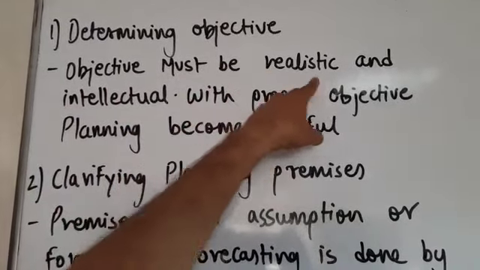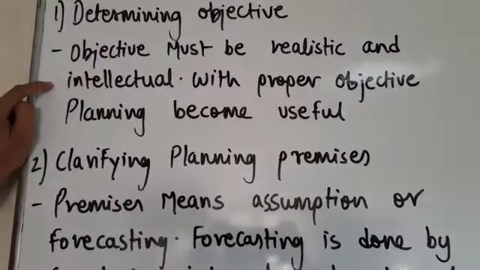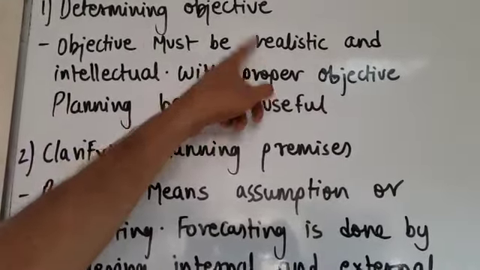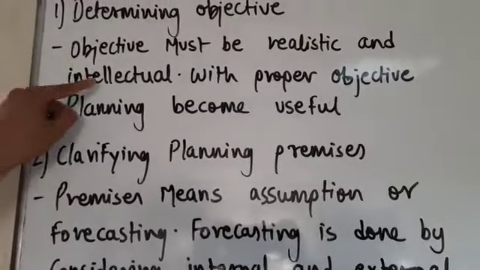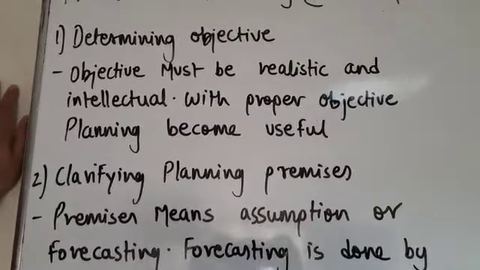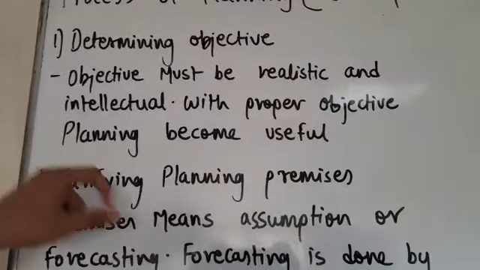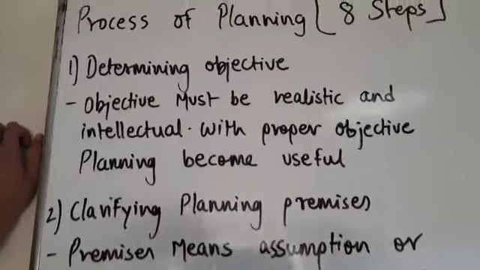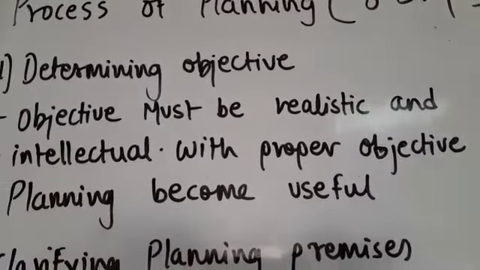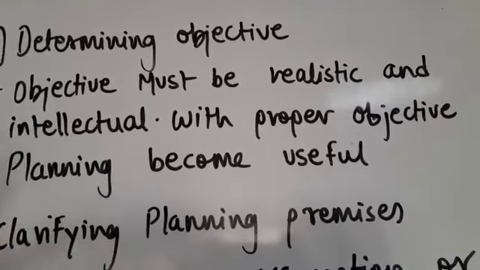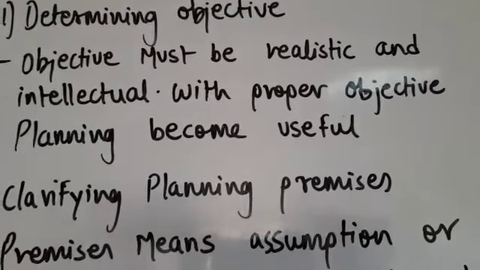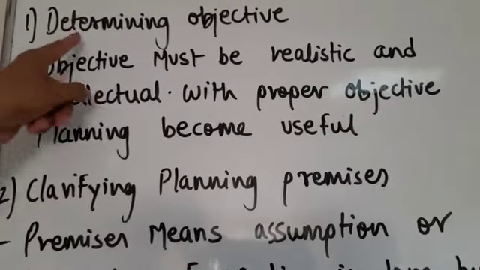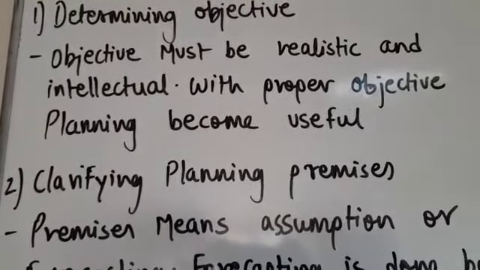Objective must be realistic and intellectual. Whatever the objective business decide, that objective must be realistic, means it should be feasible, and intellectual means it can be achievable easily. With proper objectives, planning become useful. If the objective of the business is proper, it become useful for the planning and become easy to achieve that objective. So first step in the planning process is determining the objectives.